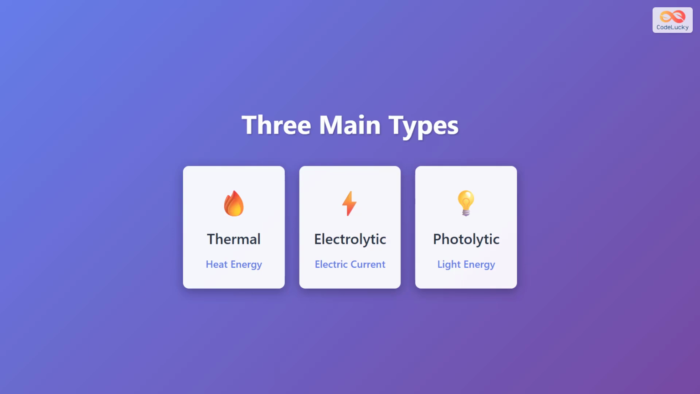Decomposition reactions can be classified into three main types based on the energy source required to break the chemical bonds. First, we have thermal decomposition, which uses heat energy to break down compounds. Second is electrolytic decomposition, where electric current provides the energy needed to split compounds apart. Third, we have photolytic decomposition, which uses light energy to cause the breakdown. Each type requires a specific form of energy input, because breaking chemical bonds always requires energy.